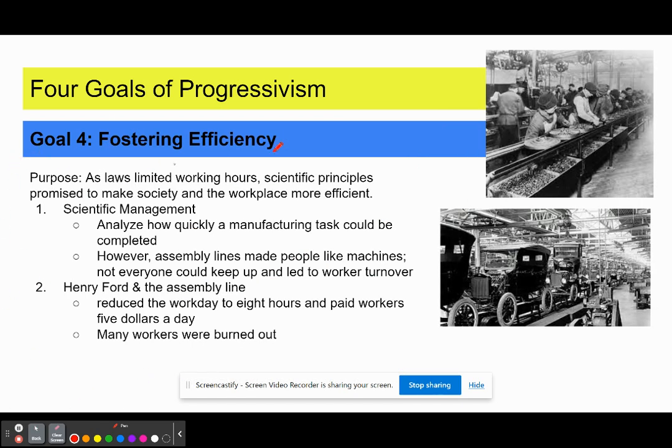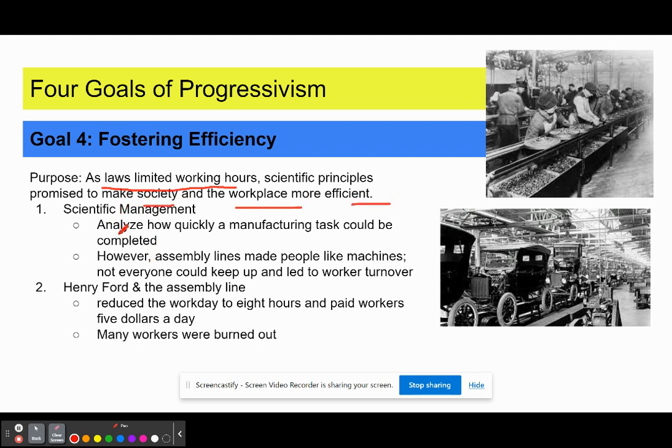And the last goal is fostering efficiency. This idea of using science or practicality to create more efficient work areas. As laws started to limit working hours, businesses were like, well, we've got to get more bang for our buck. We need to get more out of our workers. So they promised to make society and the workplace more efficient.